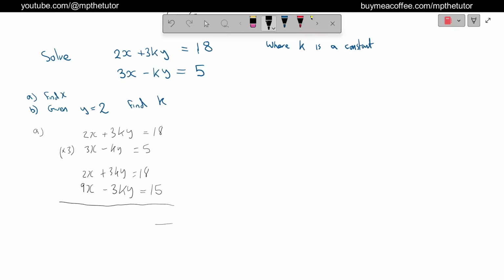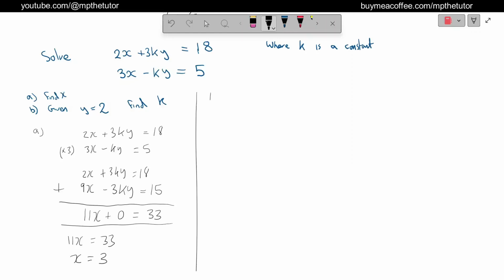And what we do now is add the two equations together, because 3ky plusing a minus just makes it minus, so 3ky minus 3ky would equal 0. But what we've got is 2x plus 9x is 11x, and that's plus 0. And then those two added together will get you 33. So 18 plus 15 is 33. So we have 11x equals 33. So therefore x equals 3. So that's not too bad for A.